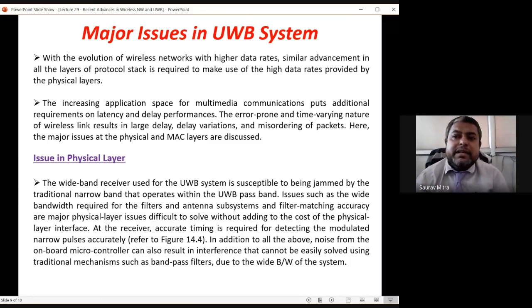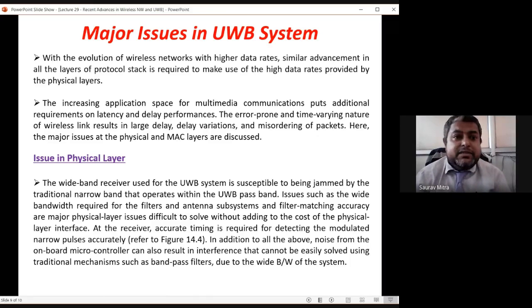So we are always expecting high data rate from the physical layer. The increasing application space for multimedia communications puts additional requirements on latency and delay performance. The error-prone and time-varying nature of the wireless link results in large delay variation and misordering of packets. Here, the major issues at the physical and MAC layer are discussed.